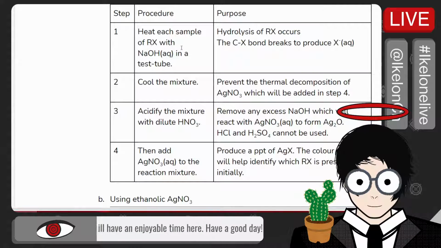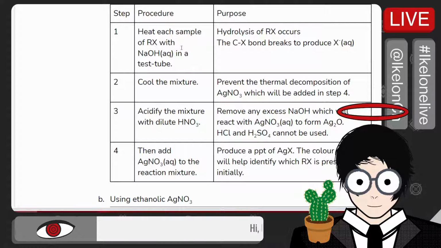Step 2, cool the mixture. Step 3, acidify the mixture with dilute HNO3, which is nitric acid. And step 4, add aqueous silver nitrate into the reaction mixture. So, as we've explained just now, when you add aqueous sodium hydroxide to halogen derivative, nucleophilic substitution will occur, and the CX bond will break, and you will get the X minus aqueous ion.